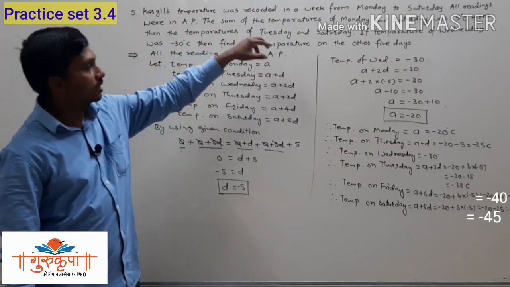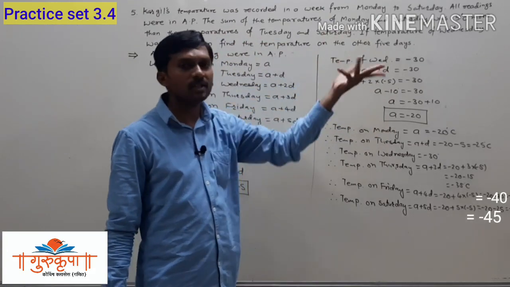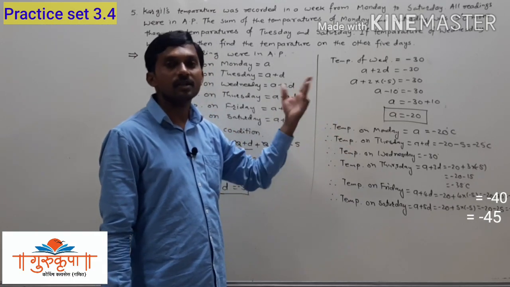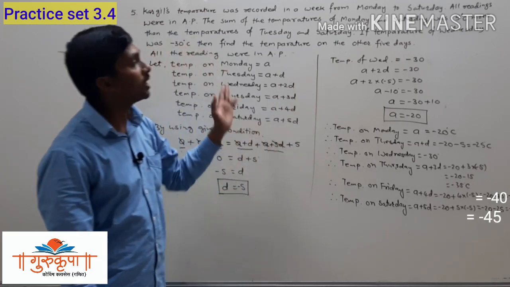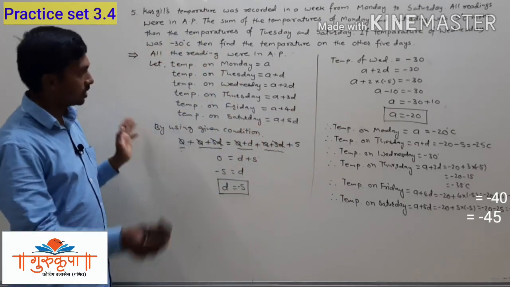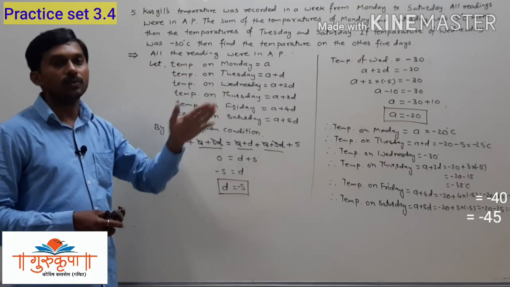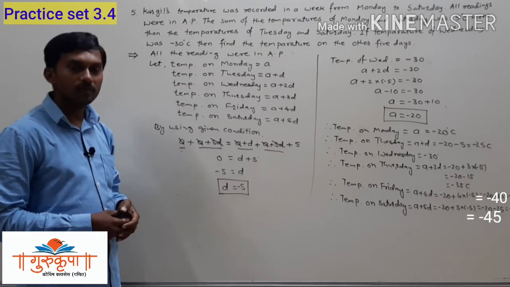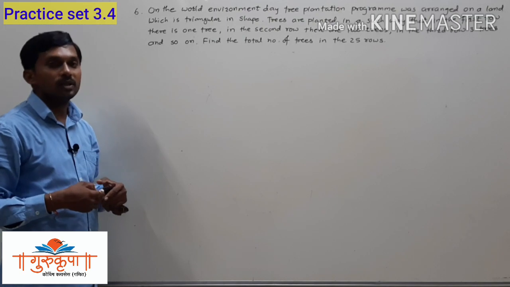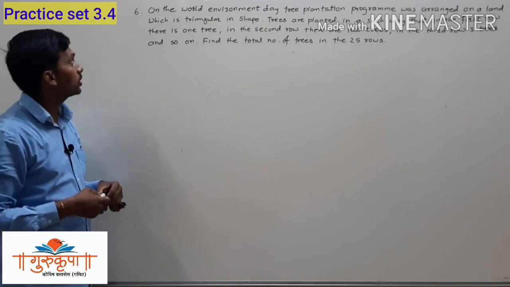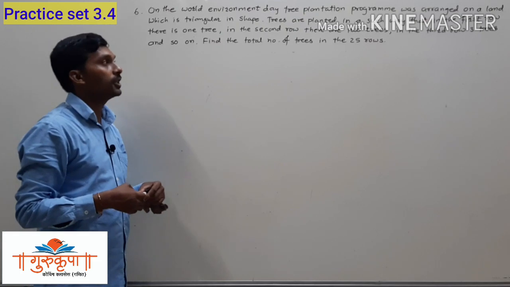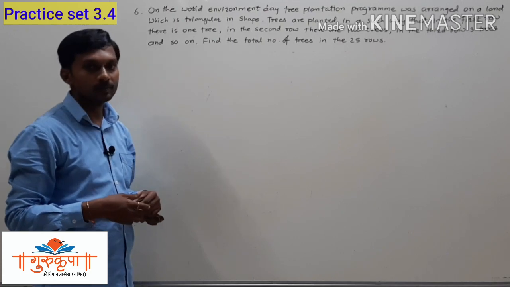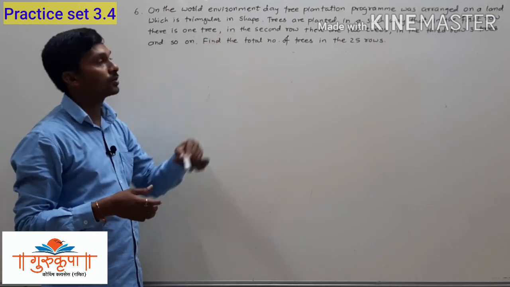So this minus 65 is greater than minus 70. Minus 65 is greater than minus 70, and it is greater by 5 degrees Celsius. So the condition gets satisfied. So this is all about example number 5. Now we will study the next and last example from practice set 3.4, that is example number 6 from practice set 3.4. The question is, on the World Environment Day, a tree plantation program was arranged on a land which is triangular in shape.